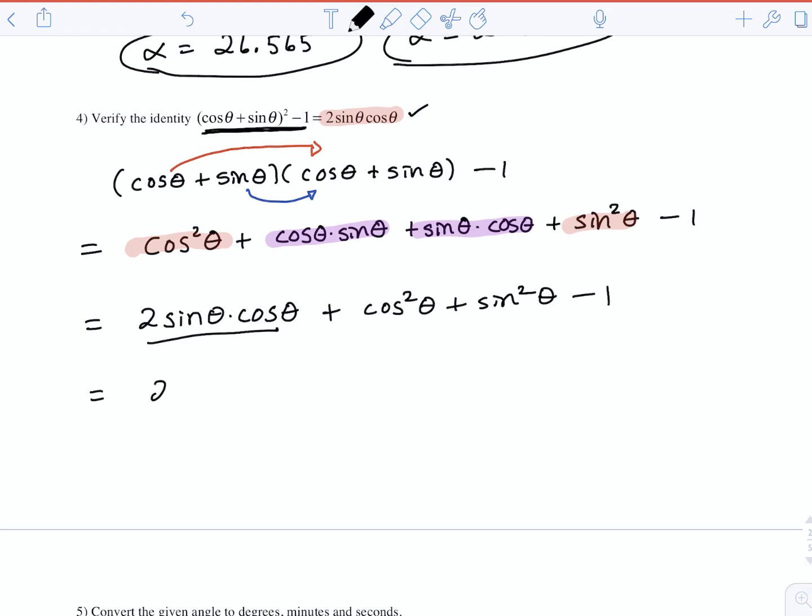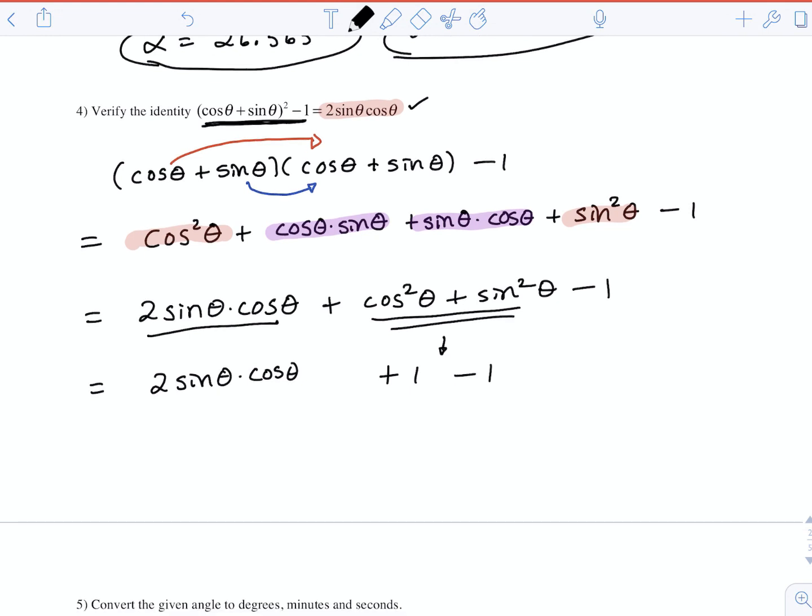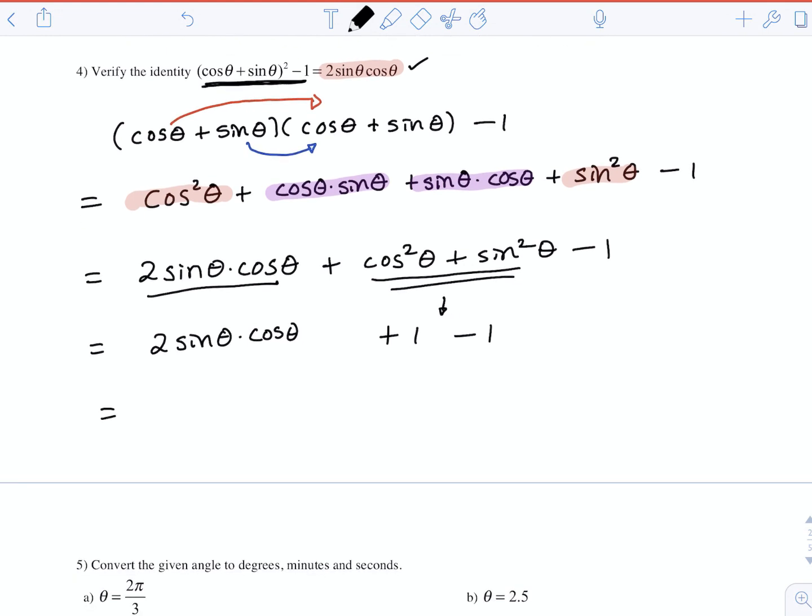Then what happens to the rest? So then, let me just recopy this. Then the cosine squared plus sine squared equals 1. So then I would say plus 1. And then finally, the reason for that minus 1 at the end. Those two cancel. So it equals 2 sine of theta times cosine of theta, which is exactly what it said we're supposed to have at the end. Beautiful.